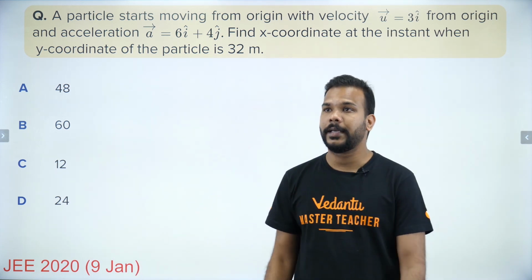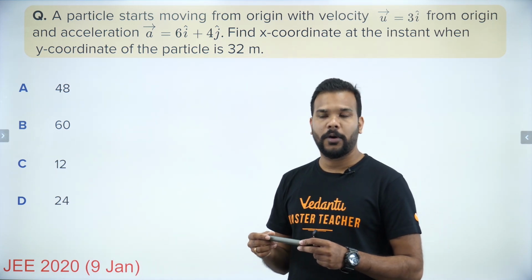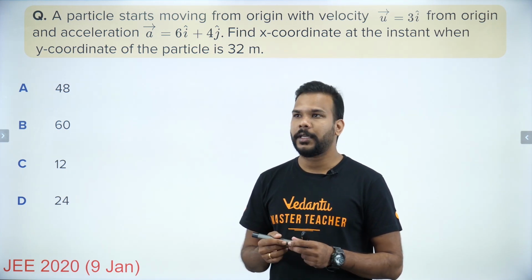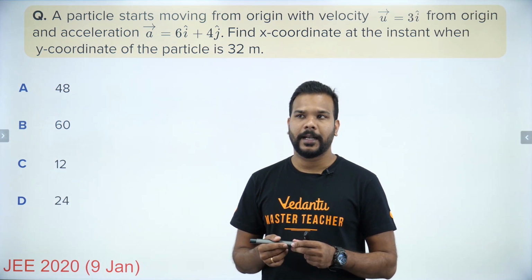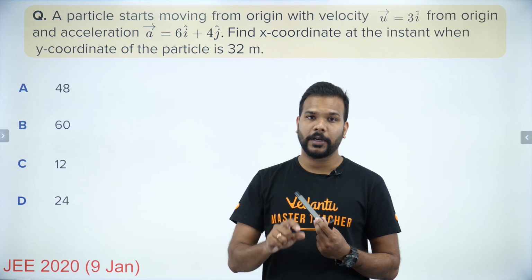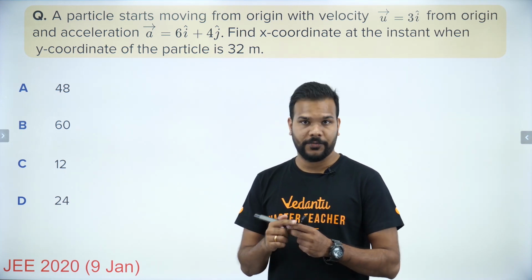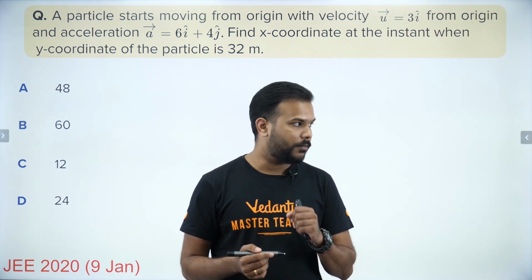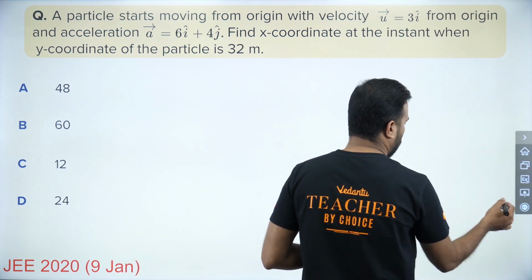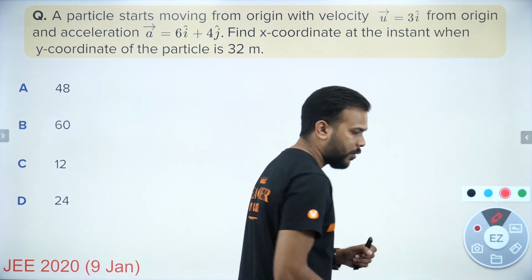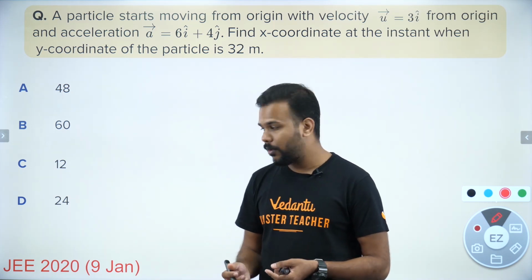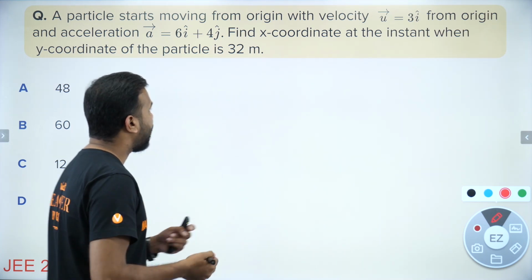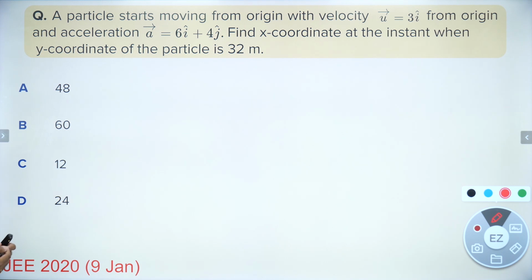Now this one says that a particle starts moving from origin with velocity 3 i cap, and this is the initial velocity from origin. Acceleration is 2-dimensional. That means it's going to have its velocity in y direction as well after some time. So we have to find the x coordinate at the instant when the y coordinate of the particle becomes 32 meter. So the y displacement has been given in the question. This question is from JEE 2020 again, the second shift paper, and on the same day in both the examination papers you had a question coming from kinematics.